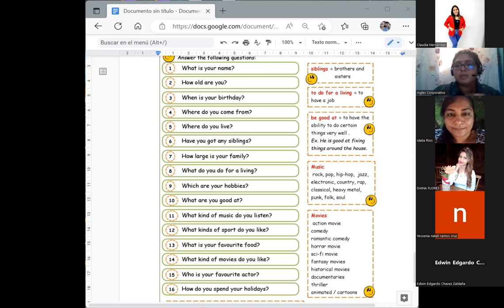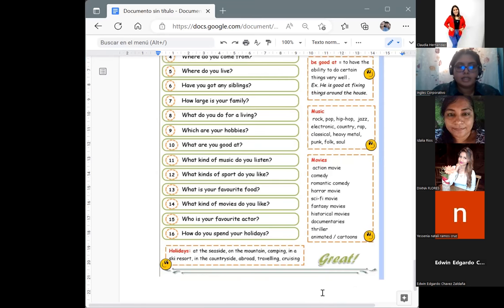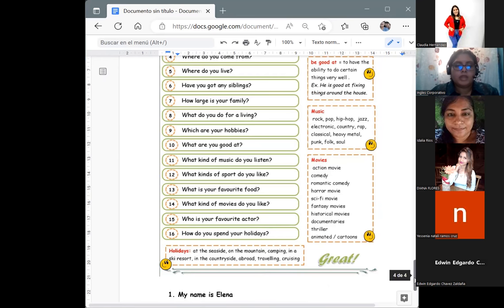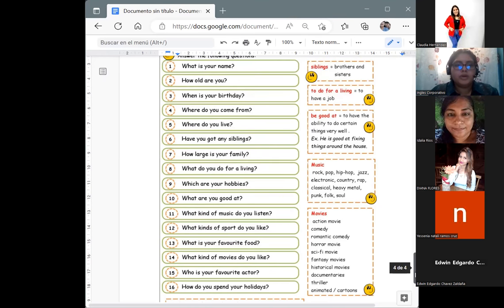For the first one, what is your name? Sabemos que vamos a comenzar my name is y ponemos nuestro nombre. En este caso, my name is Elena. So I'm going to write the sentences here because we're going to see the differences. Number one, my name is Elena. Next one, number two, how old are you?